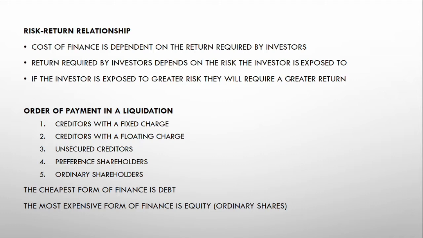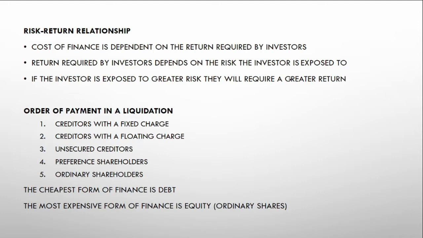So fixed charge creditors means that they have a charge over one or more specific assets of the company in the event the company cannot pay. Creditors with a floating charge will be paid second. So creditors with a floating charge is basically a creditor that has security on all of the company's assets in respect of their debt. The creditors that don't have security, i.e. unsecured creditors, will be paid third after creditors who have some kind of security are paid.